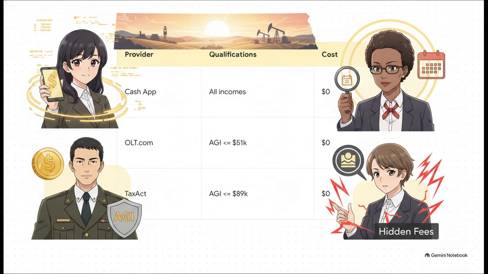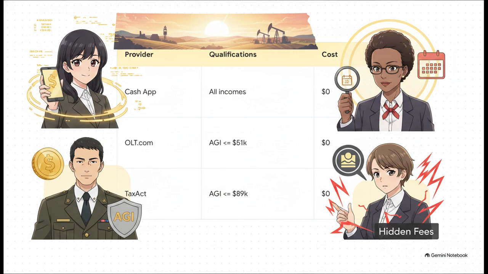What's really interesting here is Cash App taxes. They offer completely free preparation for literally all income levels, no age or military restrictions at all, though you do need a mobile device to use it. But then, look at providers like OLT.com and TaxAct. OLT is free if your adjusted gross income, your AGI, is $51,000 or less, or up to $89,000 if you're active military. TaxAct, on the other hand, requires you to be between 20 and 60 years old, also with an AGI up to $89,000.